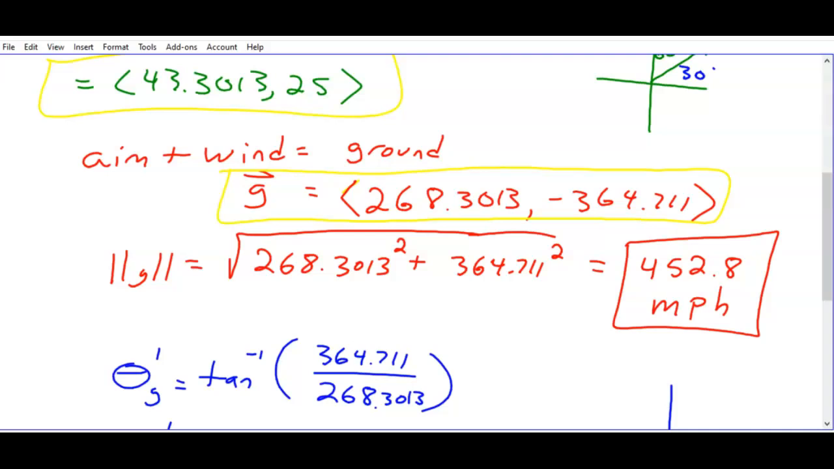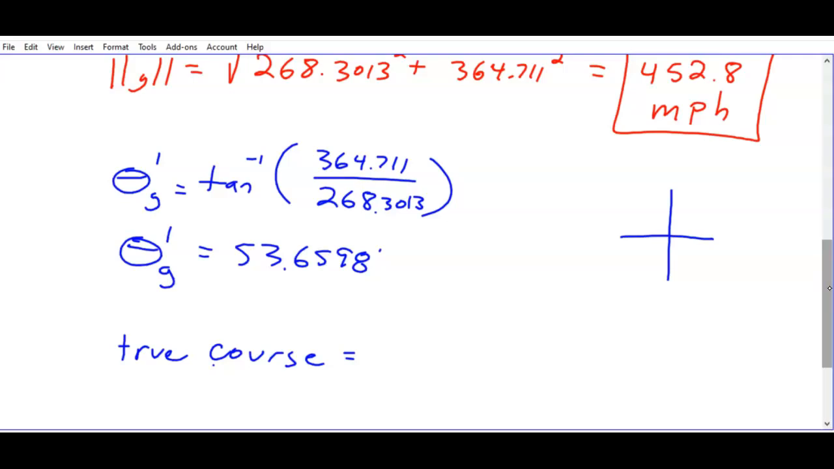So I'm going to draw my true course, or where the plane is traveling, in the fourth quadrant. Okay, so that's what my plane is doing right now. This is the true course, or the ground, however you want to call it. That was kind of messy. Messier than usual. So the calculator gave me this 53.7 degree angle. So what angle is that? Well, that's the one right between the x-axis and the vector. That's the reference angle. That's that 53.7.